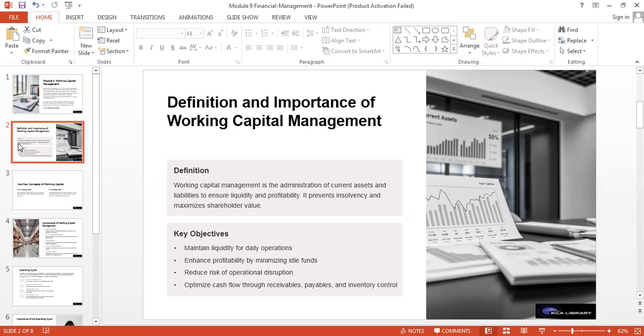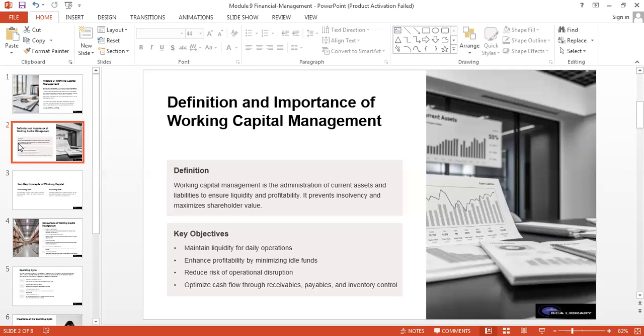When we talk about current capital, we talk about the short-term assets, current assets rather: the inventory, the cash. Those are the current assets, and it is a way of administering each of these in order to ensure the liquidity and profitability of the organization. So it prevents insolvency and maximizes shareholder value.